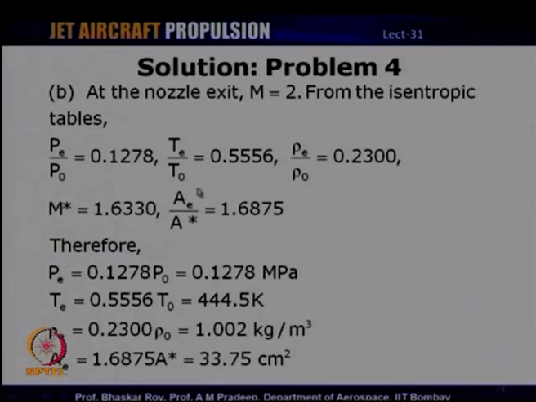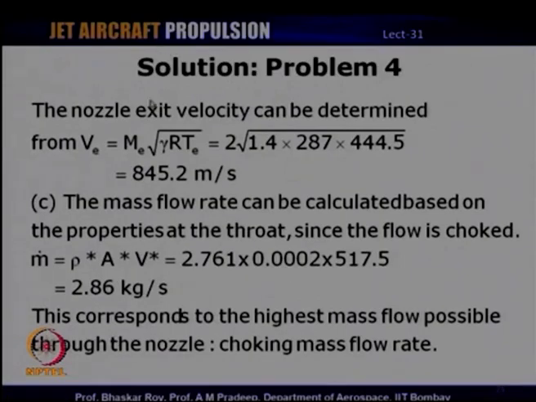Now, A e by A star, the ratio has been specified in the problem. So, we find A e, the exit area, is 1.6875 multiplied by A star, which is 33.75 centimeters square, because A star is given as 20 centimeters square. So, we can also calculate the exit velocity, which is Mach number times square root of gamma R T. Mach number is given as 2. So, square root of gamma R T multiplied by the Mach number, we get the exit velocity as 845.2 meters per second. We now have to calculate the mass flow rate.